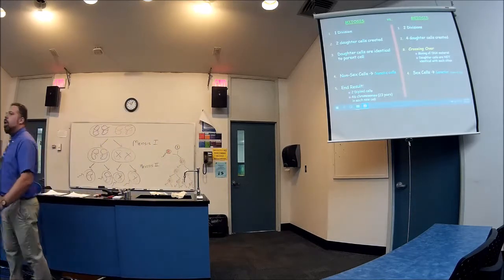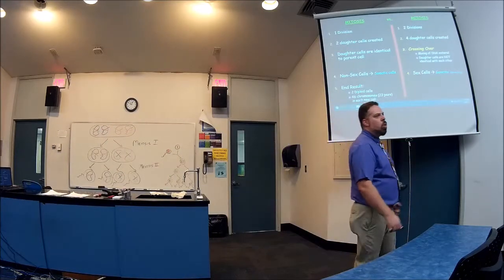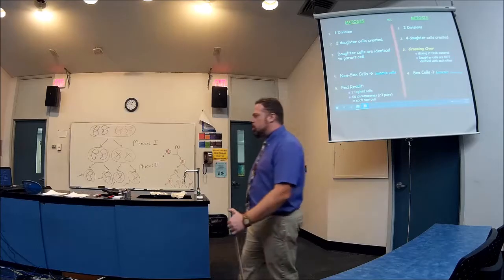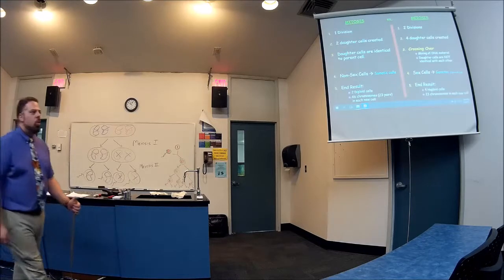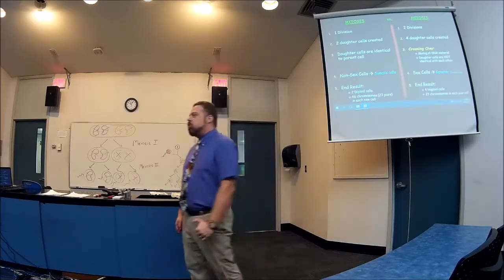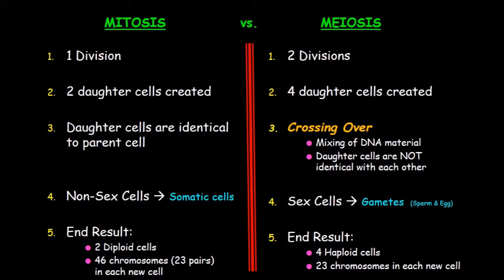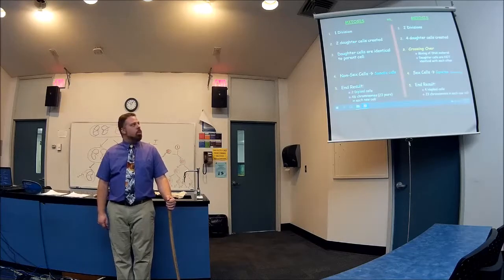These only occur in the sex cells. We refer to them as gametes, which is the egg and the sperm. It's the only time we do meiosis. And the end result is that we get 4 haploid cells, which means that we have 23 chromosomes, not pairs, we have 23 chromosomes in each cell. Okay? Questions about that?